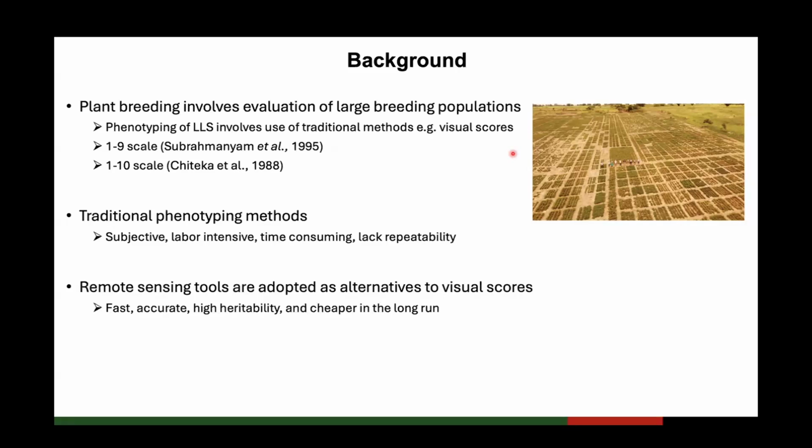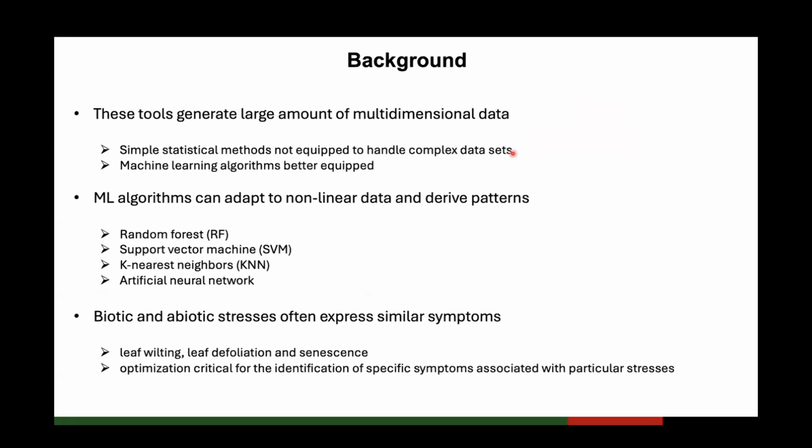Remote sensing tools have been adopted as alternatives to these visual scores because these tools are fast, accurate, have high repeatability, and are cheaper for breeding programs in the long run. These remote sensing tools generate large amounts of multidimensional data, which cannot be adequately handled by simple statistical methods. These simple statistical methods are not well equipped to handle complex data sets, and therefore machine learning algorithms might be better equipped to handle this kind of data.